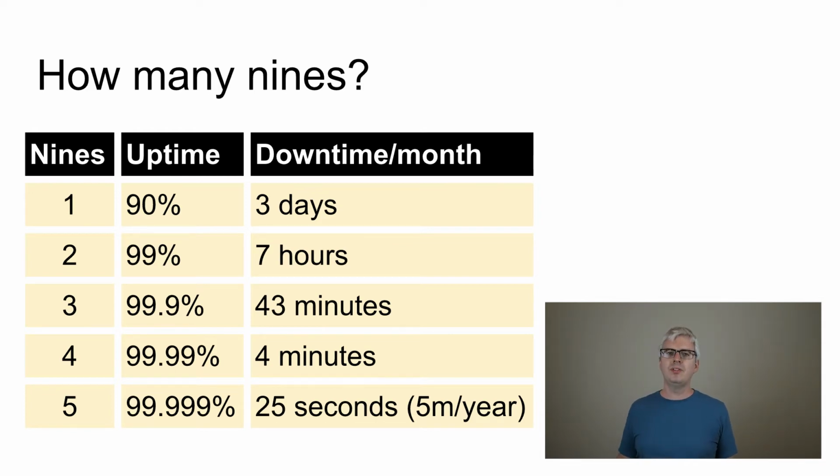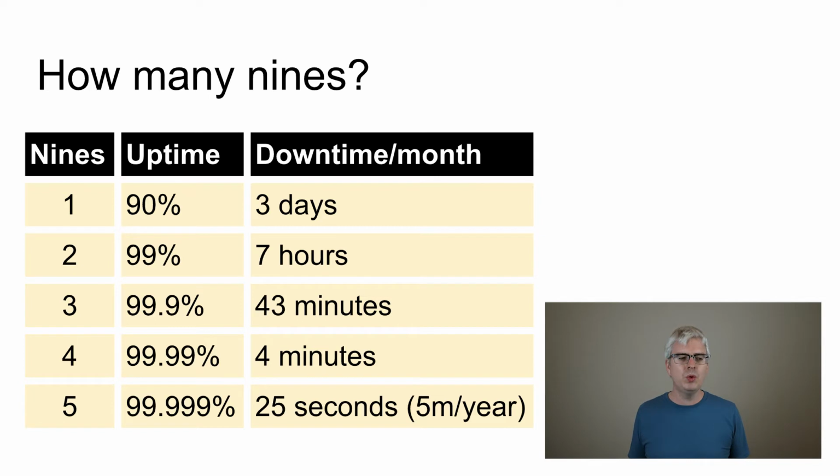3 nines, that's 99.9%. Now we're getting into the territory of things that are actually more challenging to hit, because that means 43 minutes of downtime per month maximum. 4 nines is a seriously reliable system with only 4 minutes downtime per month. And 5 nines is considered to be the gold standard, where you only have 25 seconds a month of downtime.